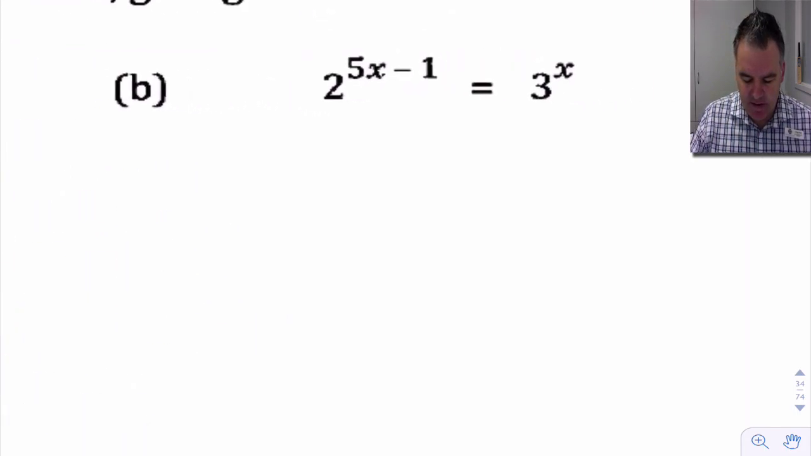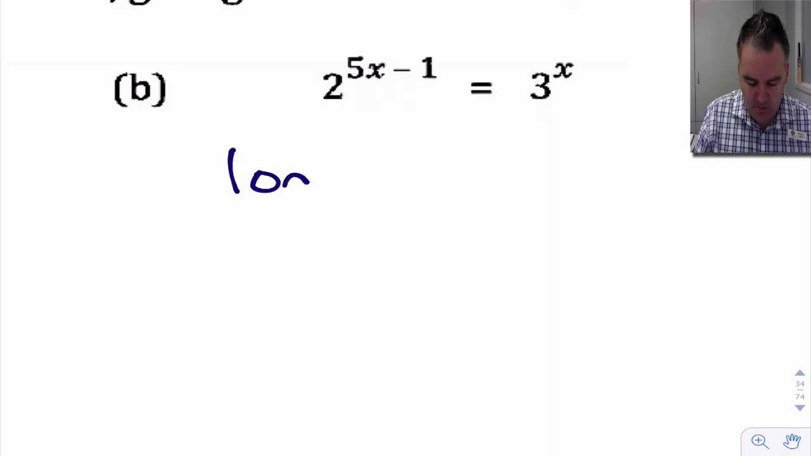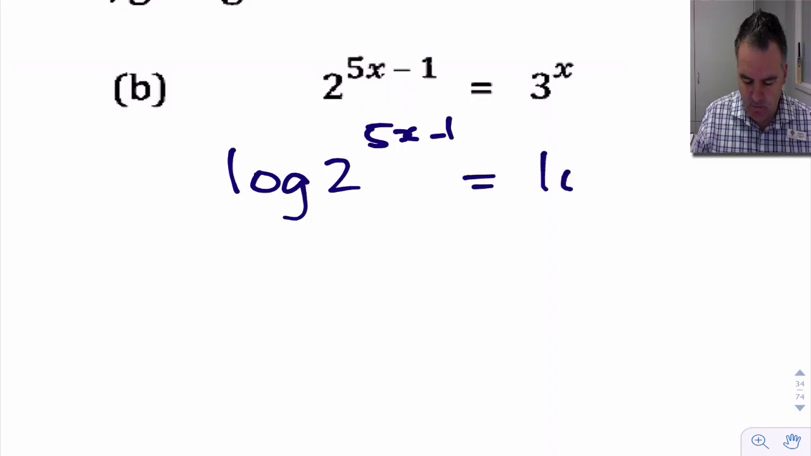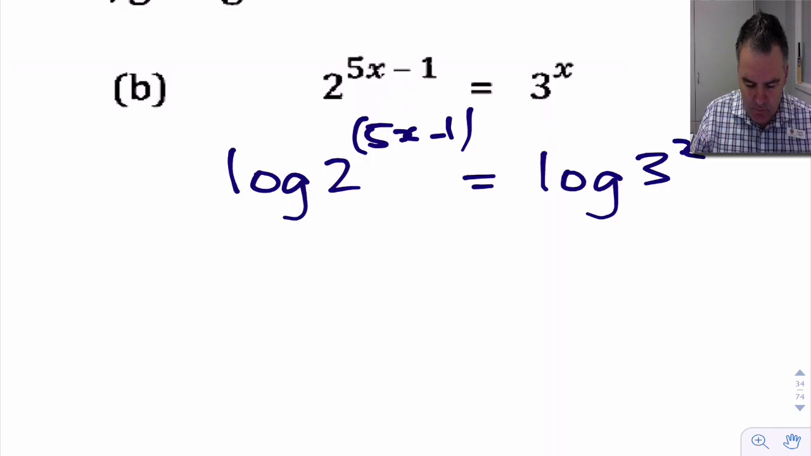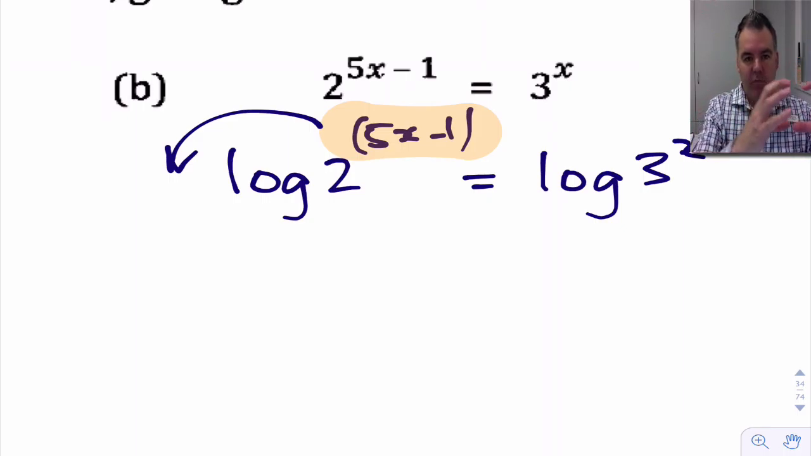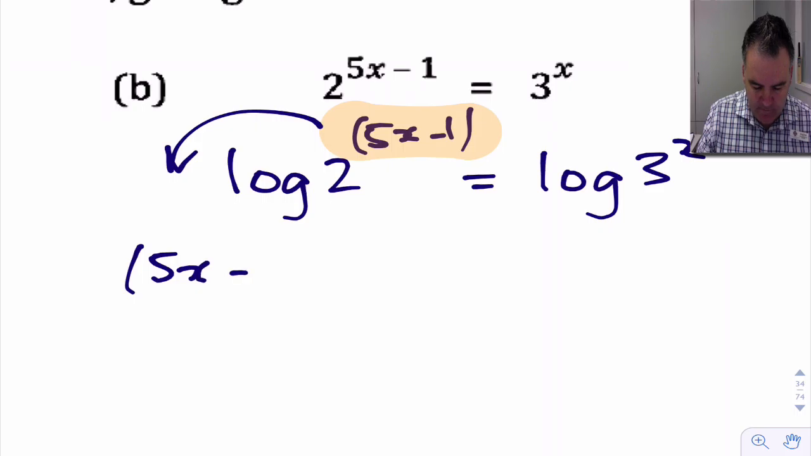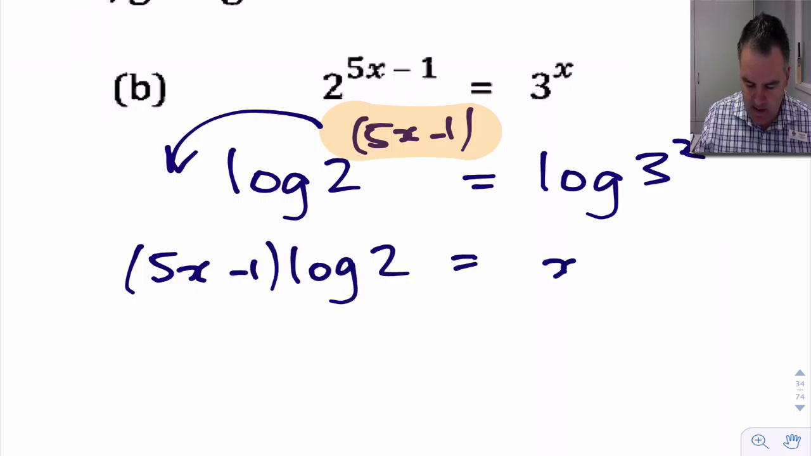Gets a bit trickier in B. I'm going to do the exact same thing though. Take logs of both sides. Log 2 to the 5x minus 1 is log 3 to the x. Okay, now just be careful when you're bringing this thing down, the whole thing has to come down the front. So that 5x minus 1 put in brackets and put the whole thing down the front. So I've got (5x minus 1) log 2 is x log 3.